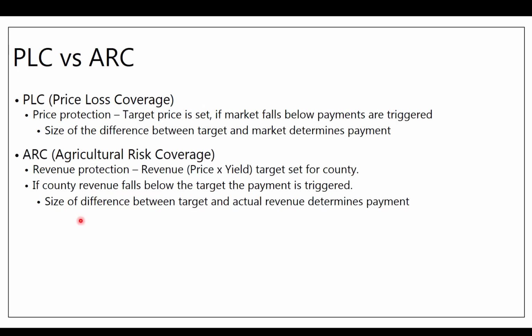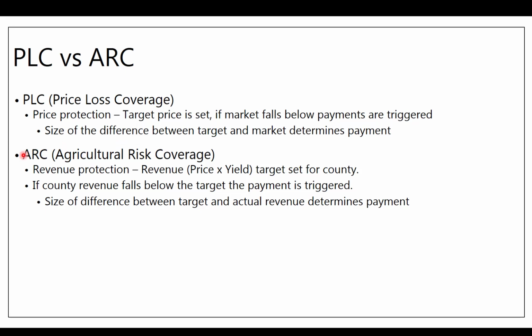The two big countercyclical programs we have are called PLC and ARC, and the first one is the Price Loss Coverage Program. It's basically a price protection program. A target price is set, and when the market falls below that target price, the payments get triggered, and however big that difference between the target price and the market price is going to be how the payment is set. We'll see how that works in our lab calculation.